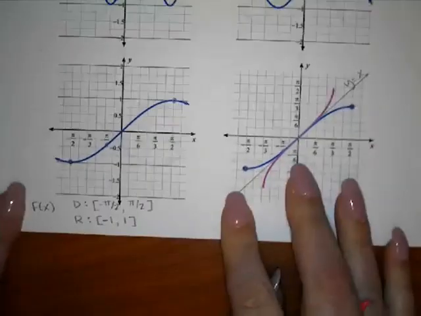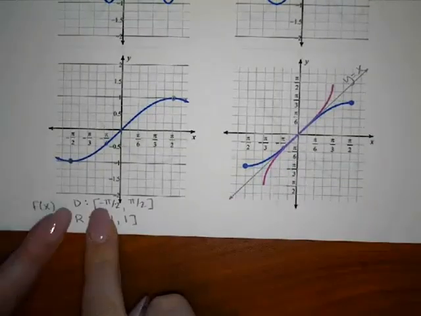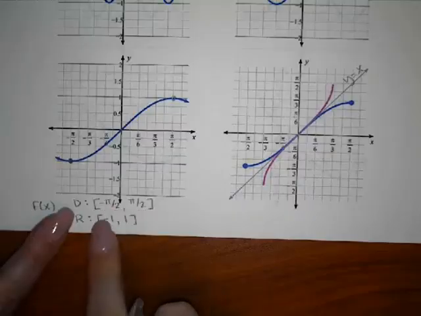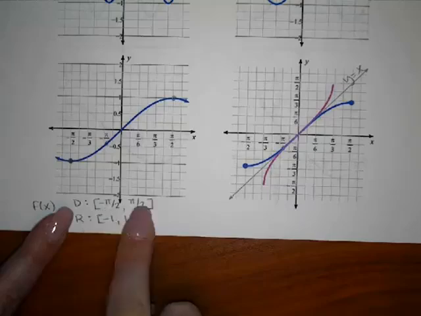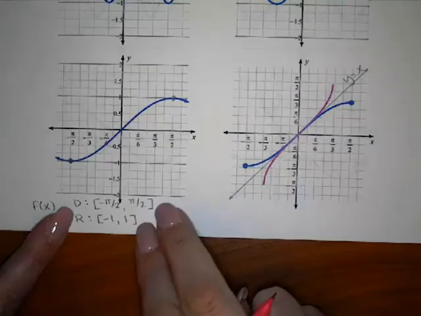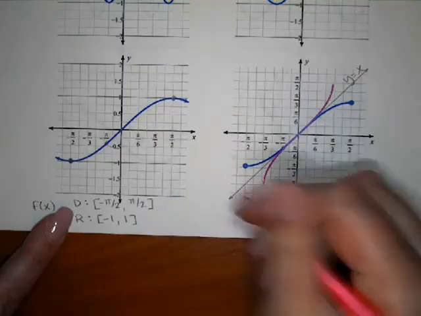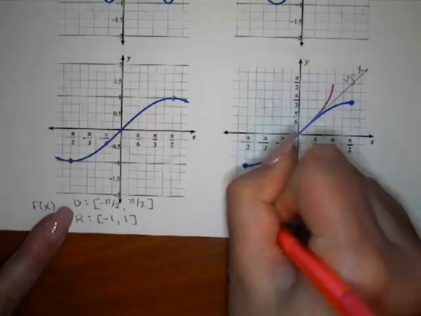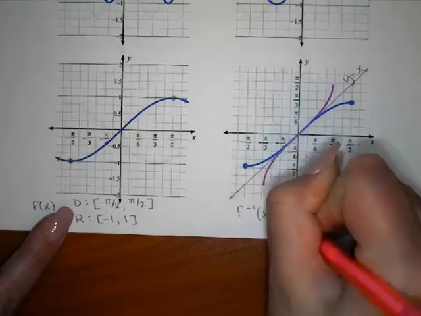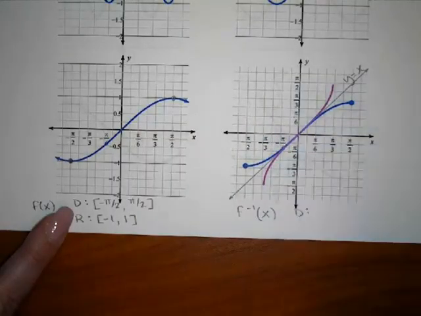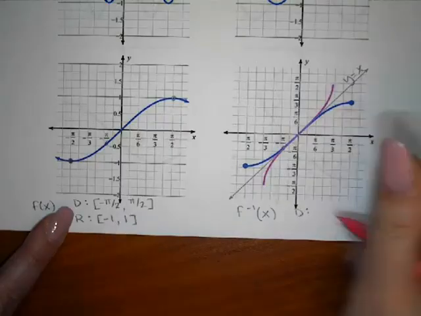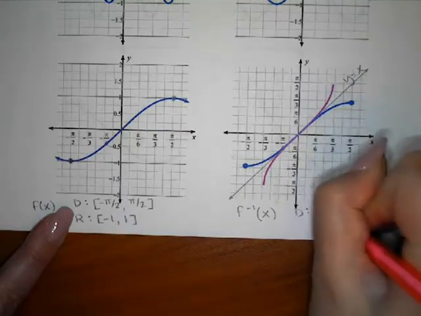So the original function had a domain of negative pi halves to positive pi halves and a range of -1 to +1. The domain describes the x's, the range describes the y's. Well, when we get an inverse, we invert those two. So what used to describe the y's now describes the x's. So if I look at the pink function, I can look at what describes the x's now, and the x values are between -1 and 1.